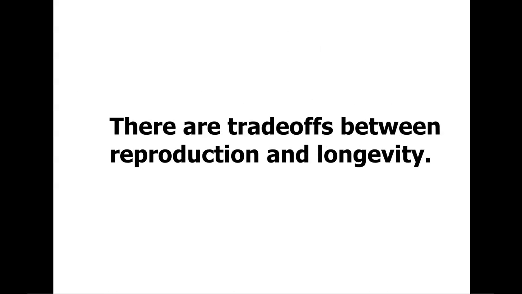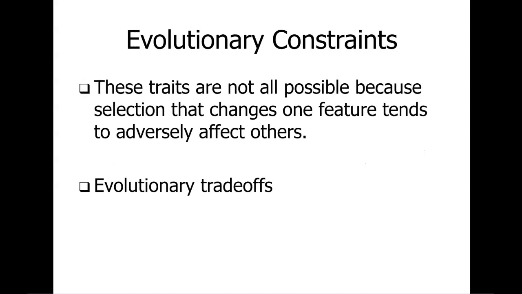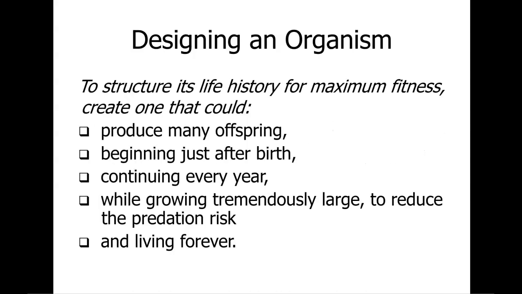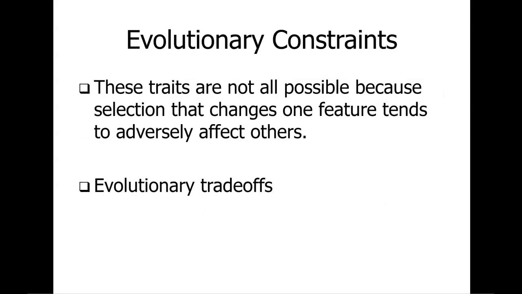So there's going to be trade-offs between reproduction and longevity. Designing an organism to structure its life history for maximum fitness, it can create one that would produce many offspring, beginning just after birth, continuing every year, and while growing tremendously large, it will reduce the predation risk and live forever. So evolutionary constraints are going to be traits that are not all possible, because selection that changes one feature tends to adversely affect others. And so we refer to these as evolutionary trade-offs.